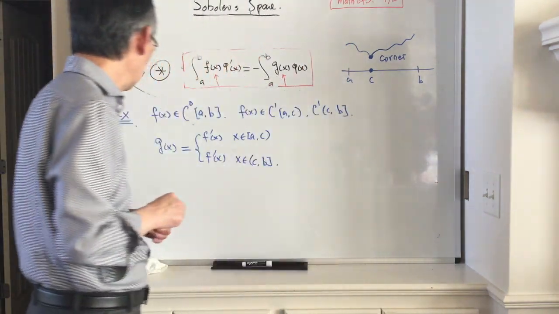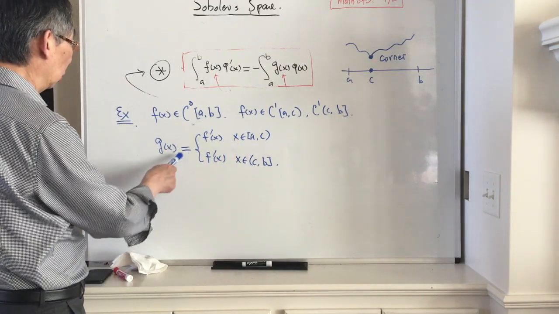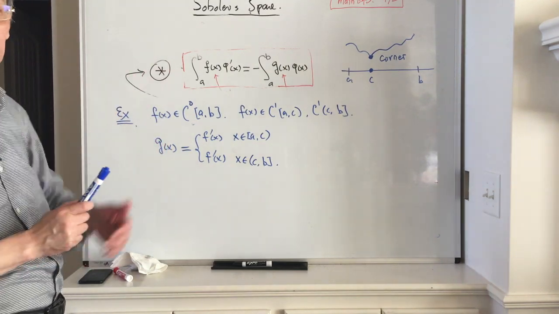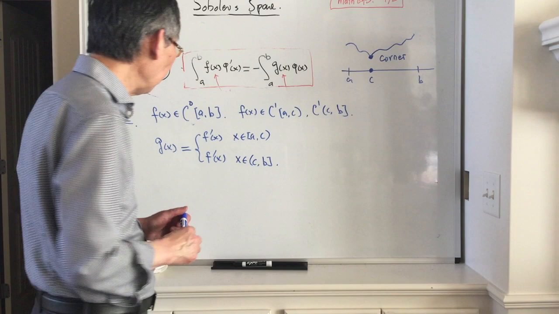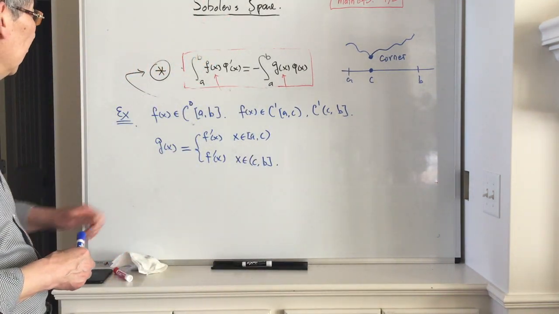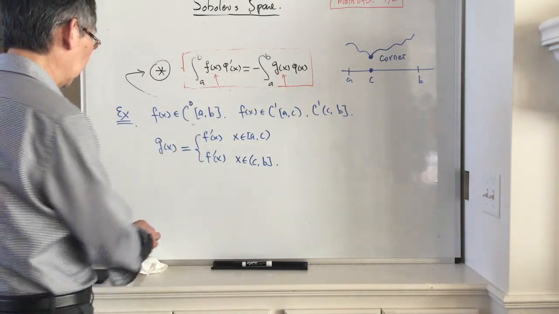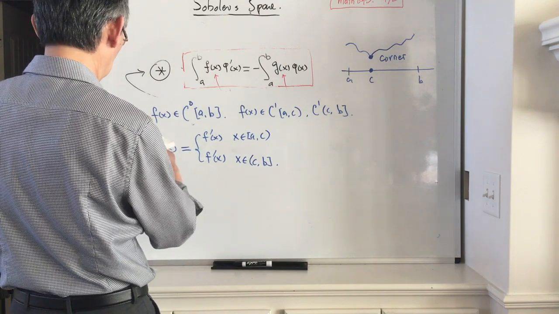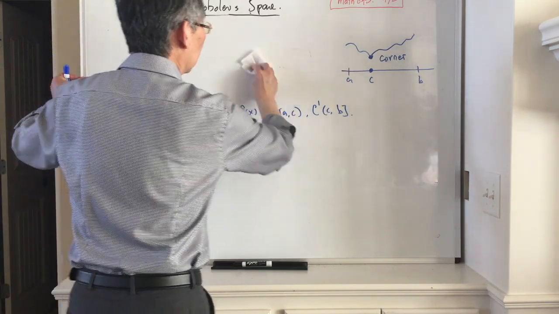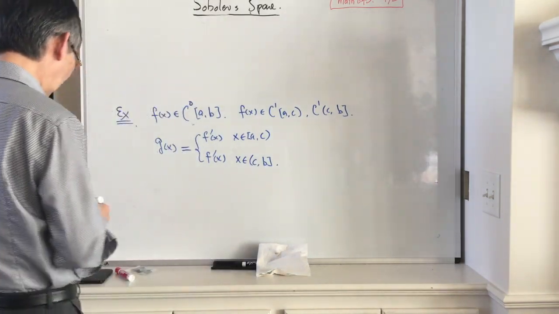Now we're going to see that even though this is discontinuous, this g is still the weak derivative of f in this definition. So what does it mean? What do we need to verify? We need to verify that this identity holds for every phi. This is what we're trying to do. So we're going to look at the left side first.